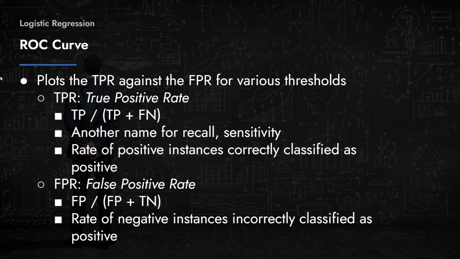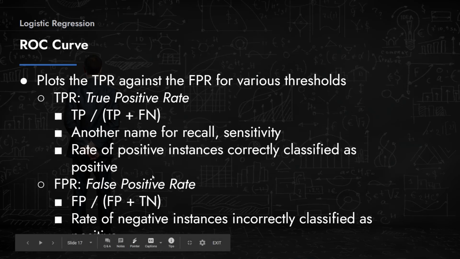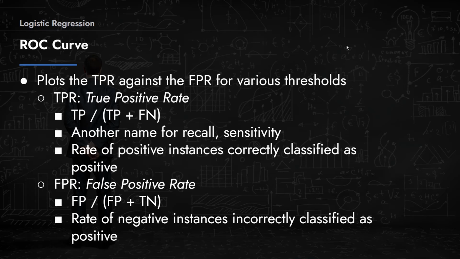It plots the TPR, or the true positive rate, against the false positive rate for various thresholds. Remember, the true positive rate is TP over TP plus FN. It's another name for recall or sensitivity, and it measures the rate of positive instances correctly classified as positive. The FPR, or the false positive rate, is FP over FP plus TN, and it's the rate of negative instances incorrectly classified as positive. Again, go back and refer to the confusion matrix to make sense of this.